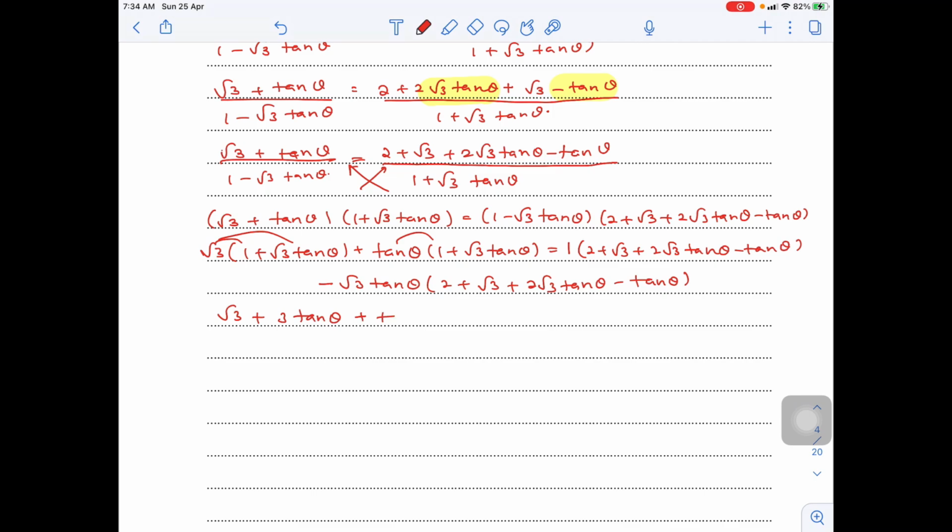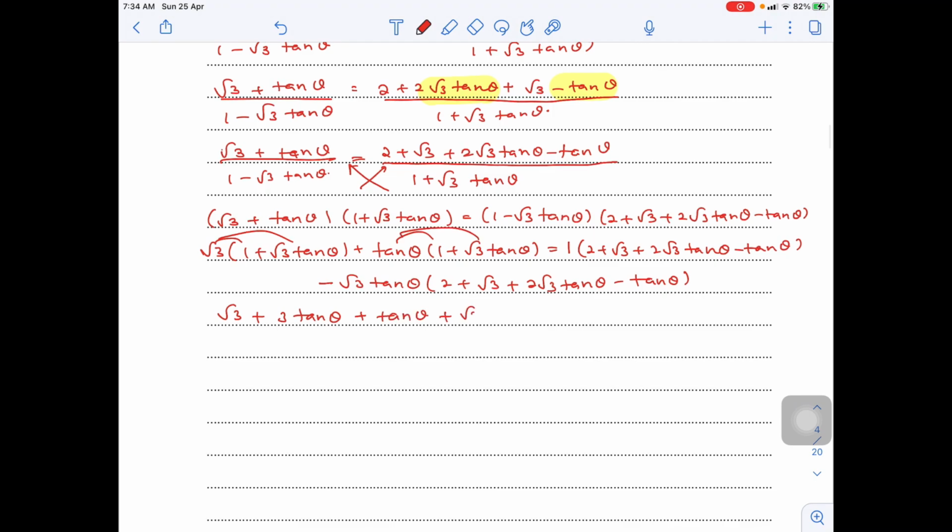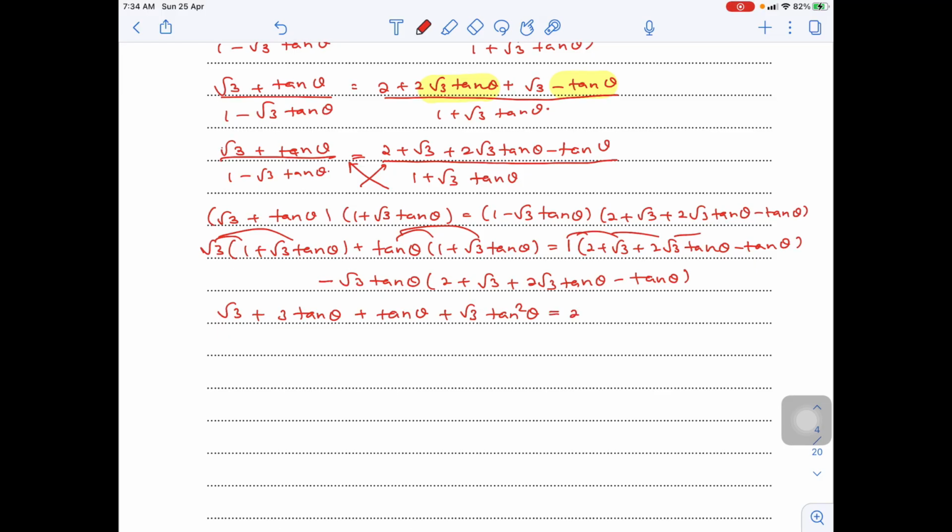Now I'm going to expand the brackets. So root 3 times 1 is root 3. Root 3 times root 3 tan theta is 3 tan theta. Plus tan theta times 1, tan theta. Plus tan theta times root 3 tan theta is root 3 tan square theta. Now multiplying out with 1, same thing, no need to change anything: 2 plus root 3 plus 2 root 3 tan theta minus tan theta.